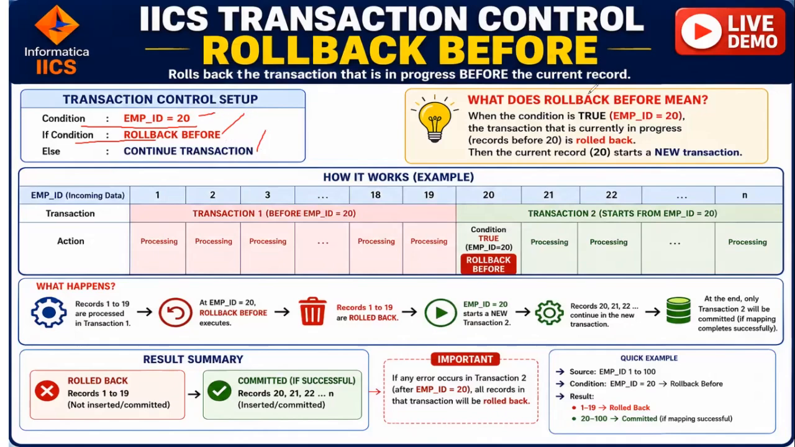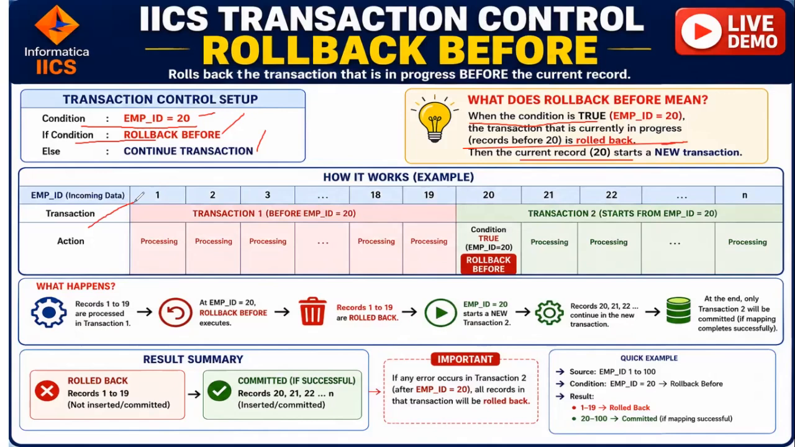In this case, when the condition becomes true, the transaction currently in progress, that is the records before employee ID 20, all the records from employee ID 1 to employee ID 19, get rolled back, in the sense that all those records get discarded and removed, and the new transaction starts from the current record, employee ID 20. So here also I have shown this.